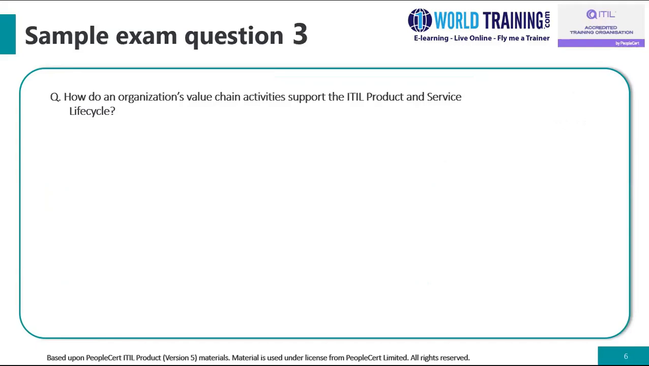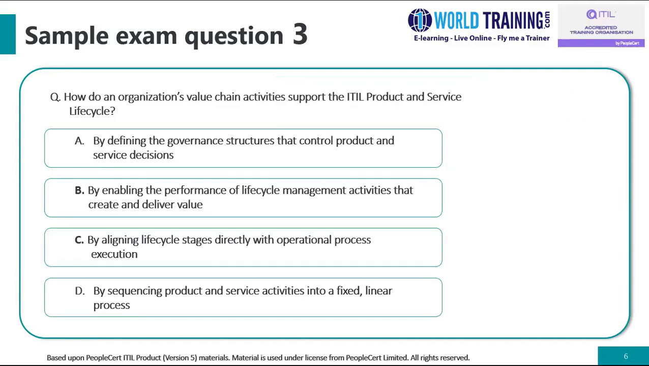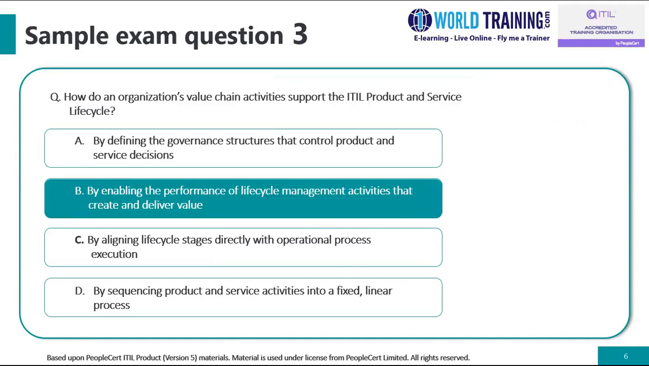The third question is on value chain and life cycle. The question asks how an organization's value chain activities support the ITIL product and service life cycle. The correct answer is B, by enabling the performance of lifecycle management activities that create and deliver value. The value chain is defined as an entire set of activities that enable value through the provision of a product or service. A is wrong because the value chain is not a governance structure.